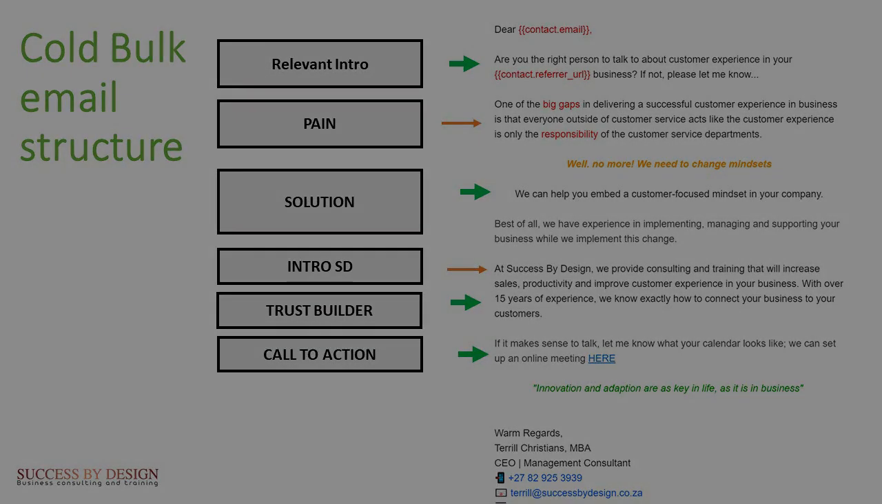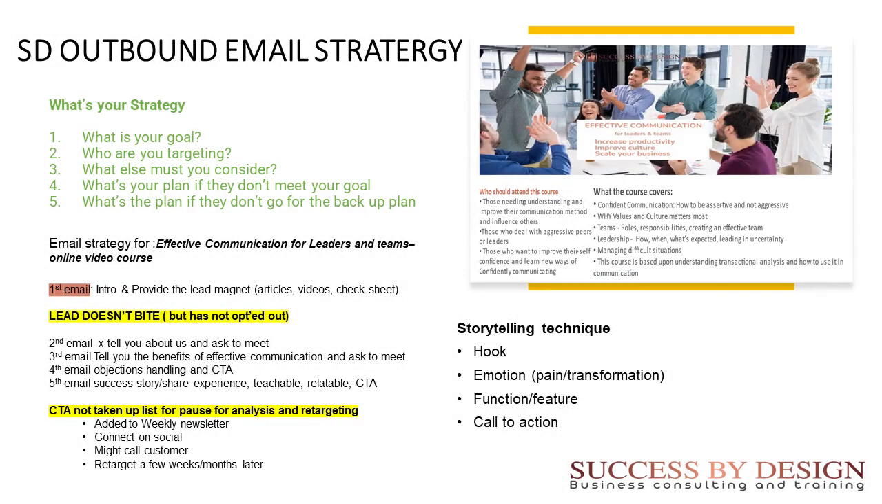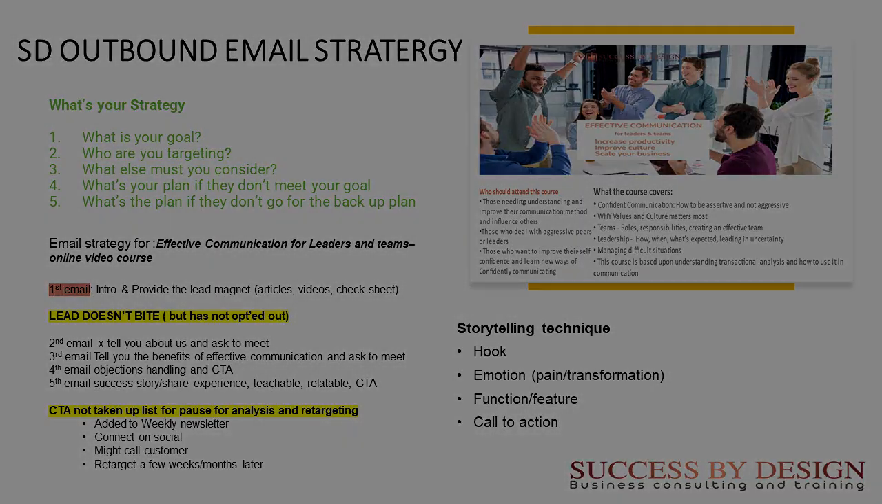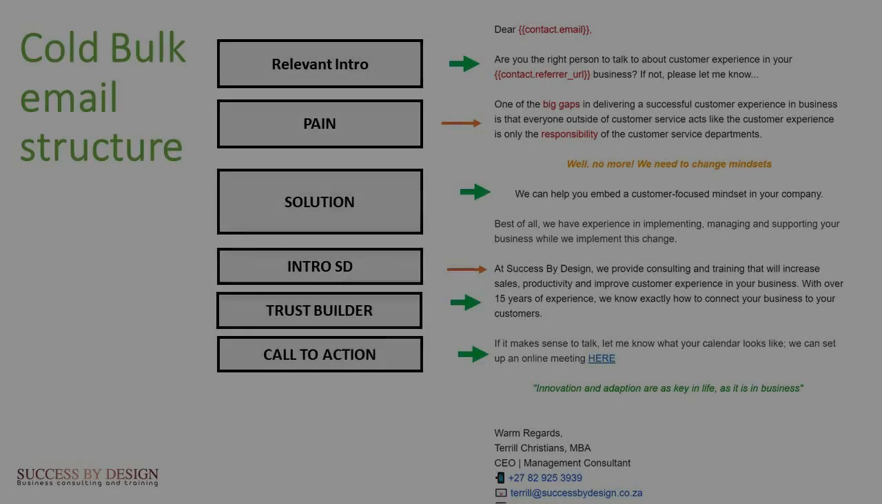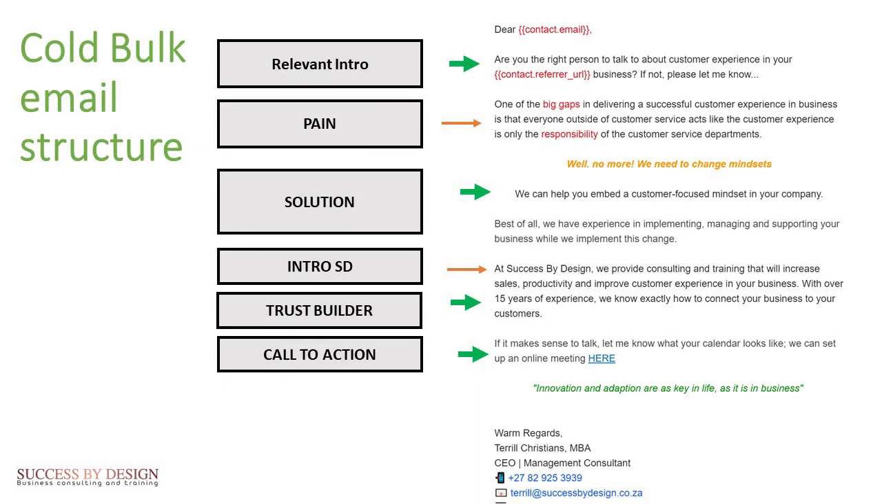The first one I spoke about. The second one, remember, is again, we tell you a little bit more detail about us, our experience, how long we've been in business, what clients we've helped, and we ask you to meet. Thirdly, we tell you the benefits of our services, and we ask you to meet. Fourth, we handle objections that you might have, and again, the CTA, we ask you to meet. Fifth email, we share a success story or two, and then we ask you to meet.